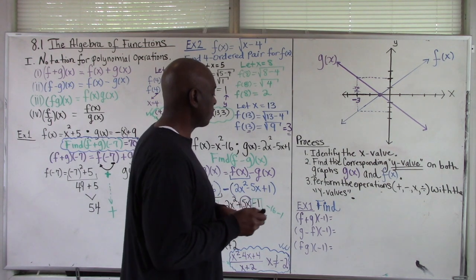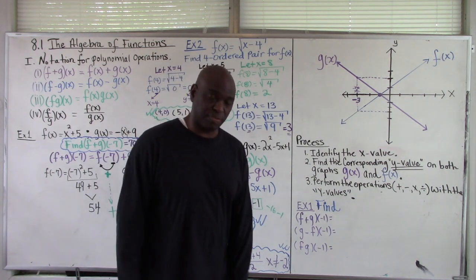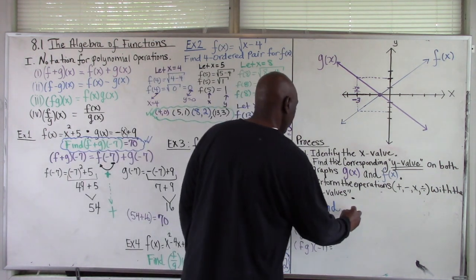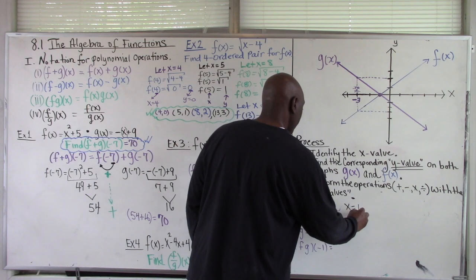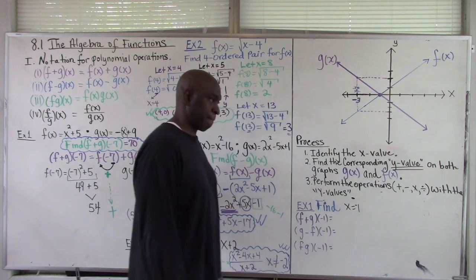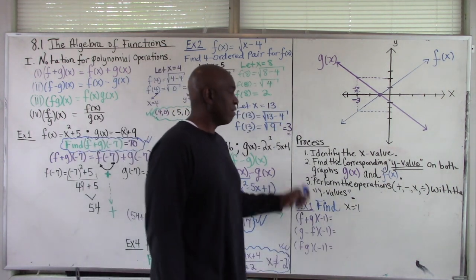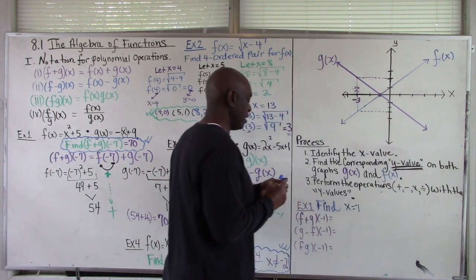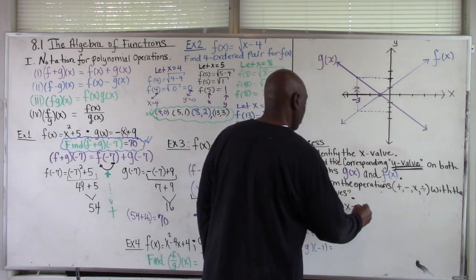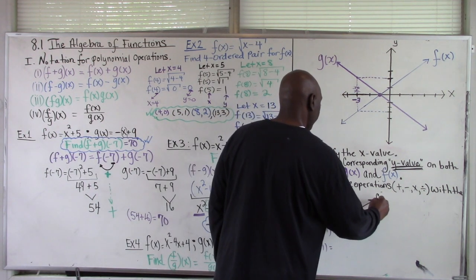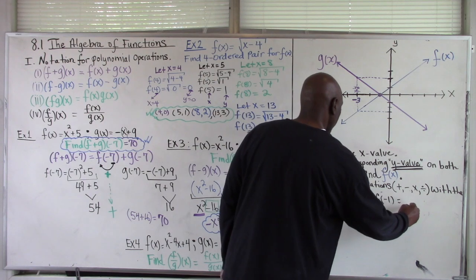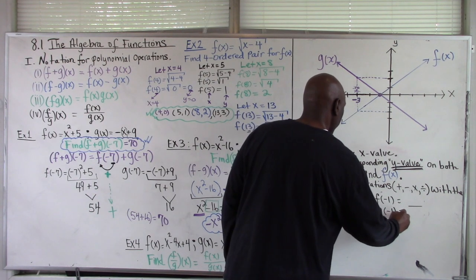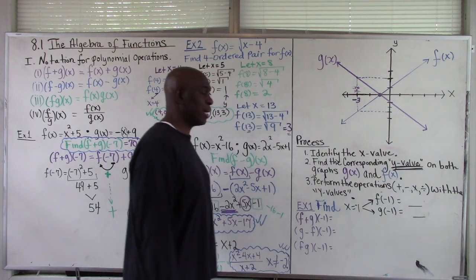Okay, so first identify the x value. It's given. X equals what? Negative 1. Good. X equals negative 1. Got it. Step 2. Find the y values, ladies and gentlemen. That's the key. So let's go with F. F of negative 1. What's my y value? And G of negative 1. What's my y value? Give me those y values.